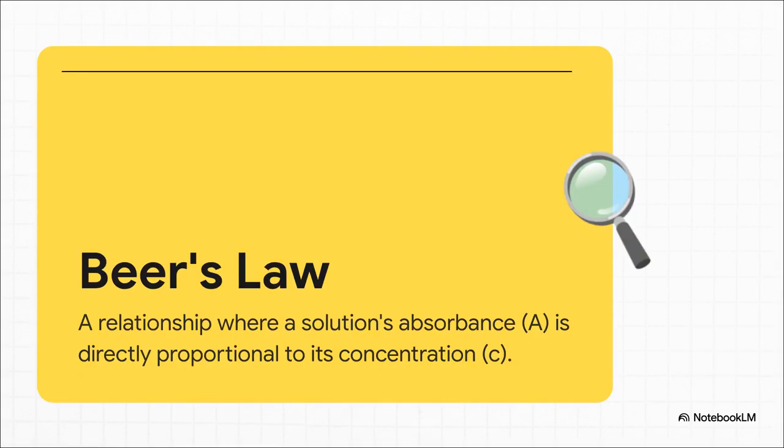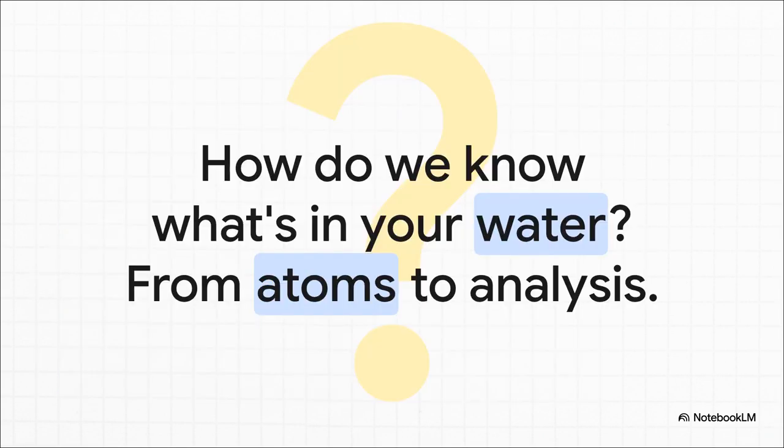But it gets even better than that. Thanks to something called Beer's law, we can't just identify the substance, we can figure out how much of it is there. The law basically says that the amount of light that gets absorbed is directly related to the concentration. So more molecules means more light gets blocked. It's really that simple.